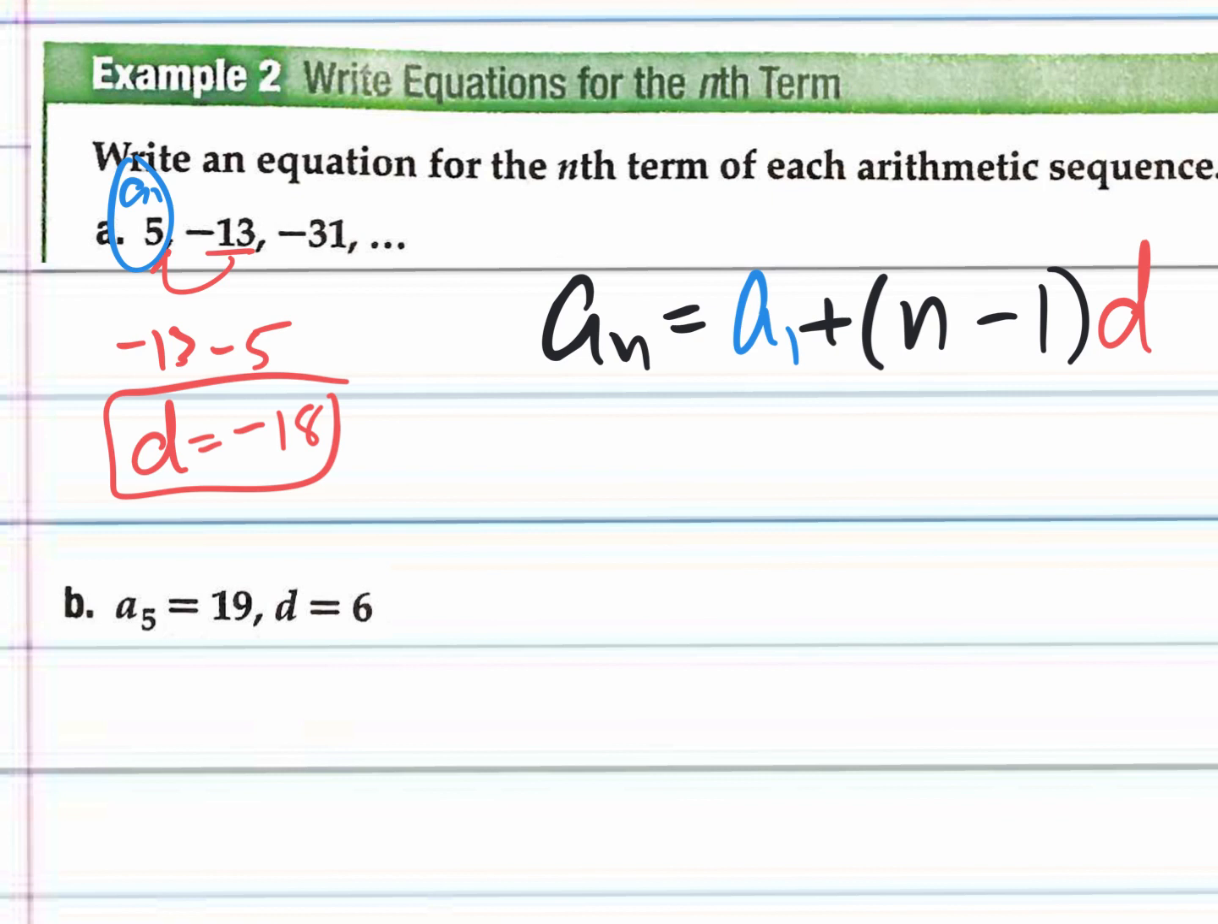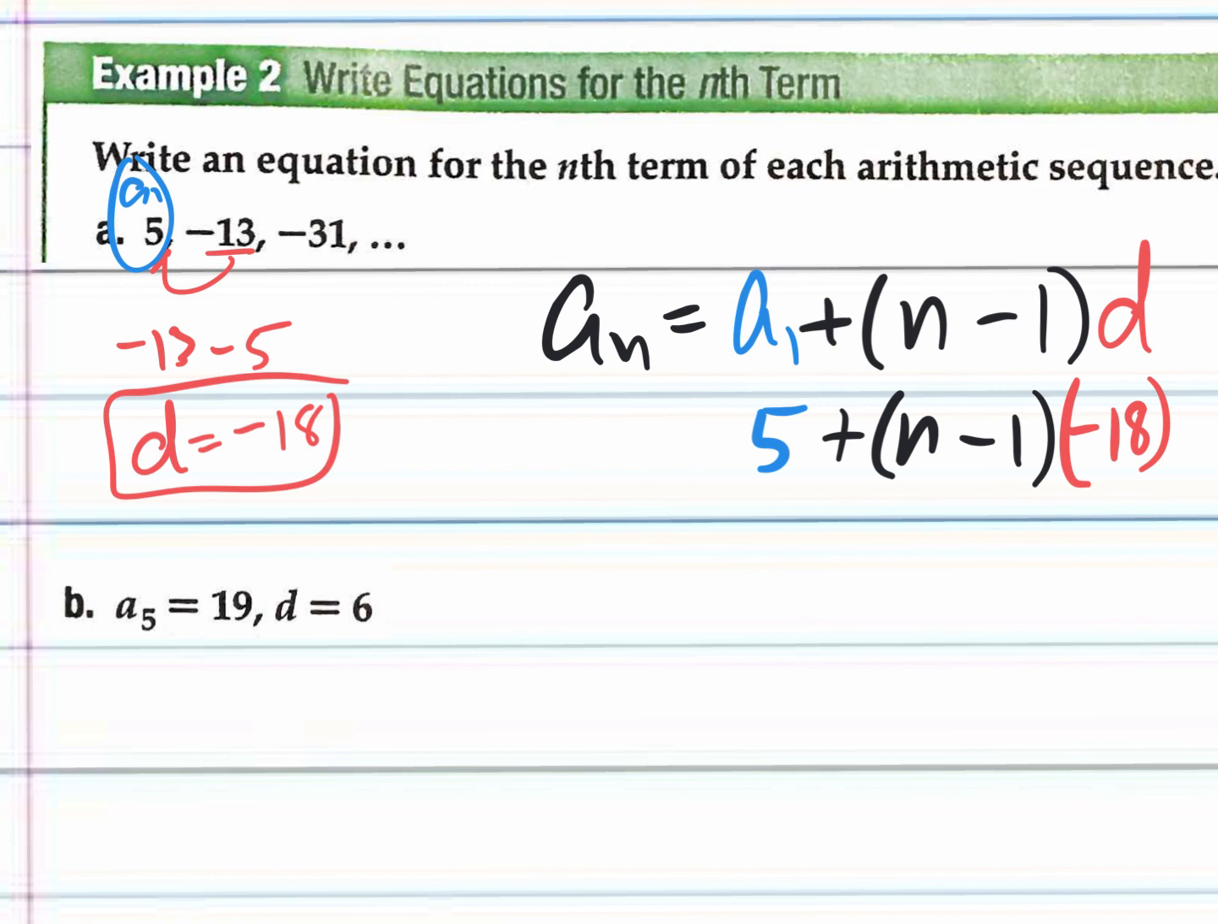So let's plug in our a sub 1, which is 5, plus parenthesis n minus 1 times the common difference, -18. And I am going to put that in parentheses to help me remember that I'm multiplying here. So we're going to distribute, then combine like terms. Okay, distribute, then combine like terms.